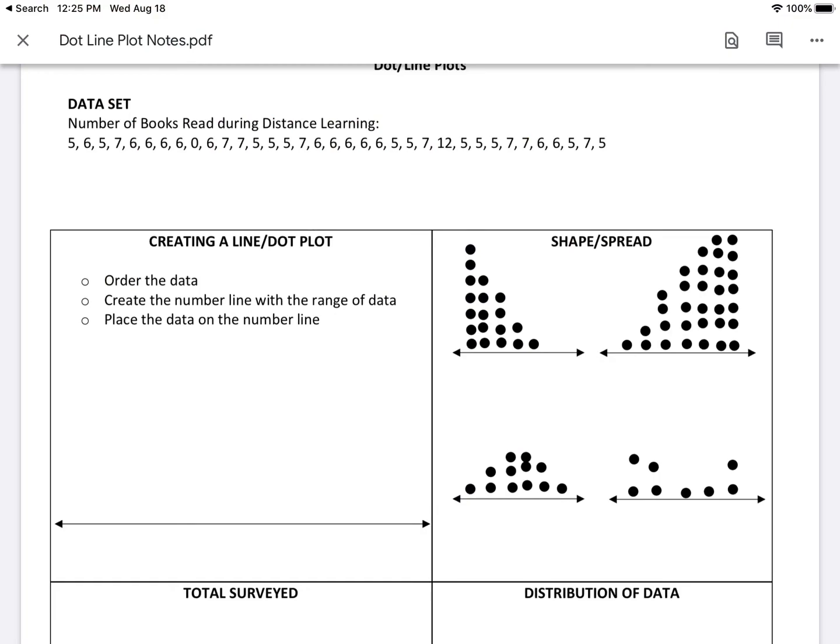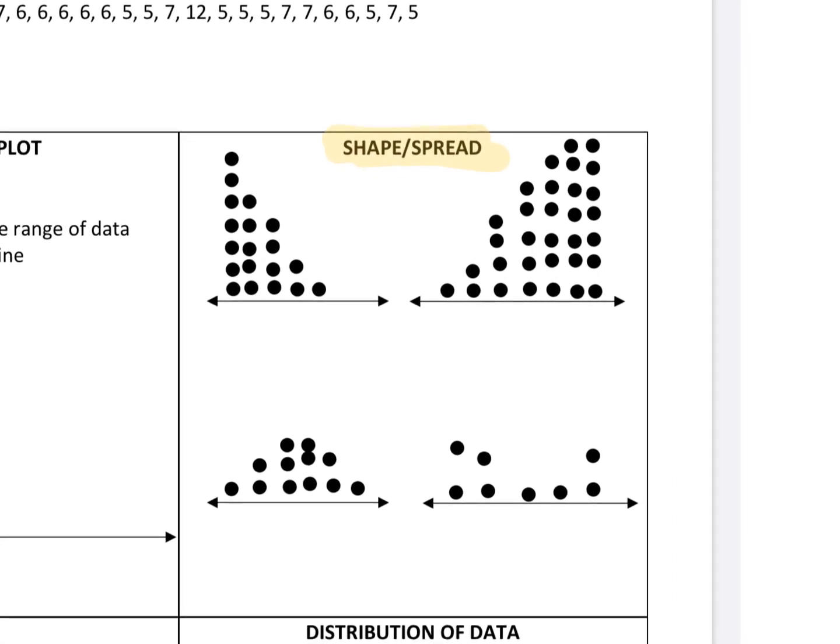Welcome to part 2 of our notes for shape and spread. We're going to be talking about the shape and spread of particular dot plots. You can also do the same thing with line plots, but I drew dot plots because it was a little bit faster for me. There are 2 names that we can use for each one, so I will try to simplify it and give you just one.